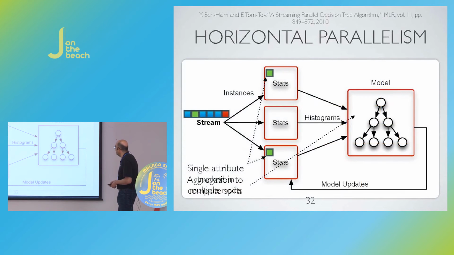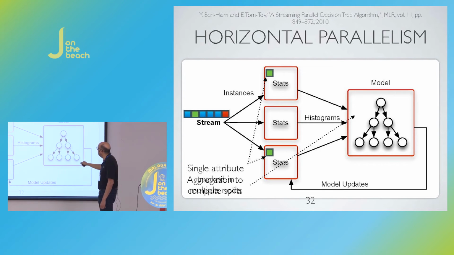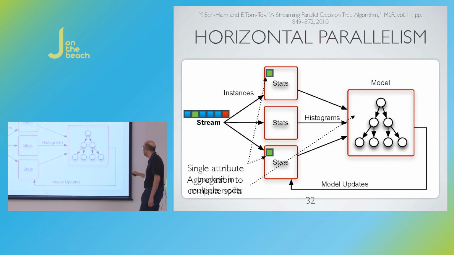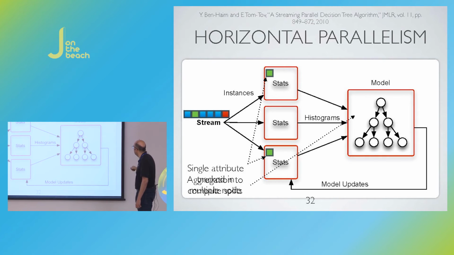So there was this work that was doing it horizontally, and here what you see is that we have this stream, the instances that arrive, the instances are split into different stats nodes, and then these nodes with the statistics send the histograms to a centralized model, and then this model gets the updates. So let's see an example.